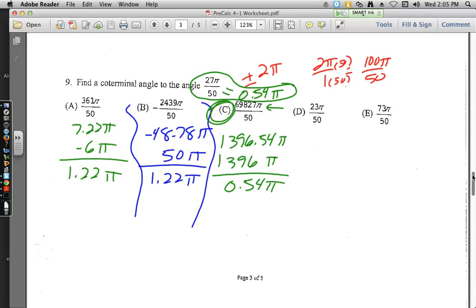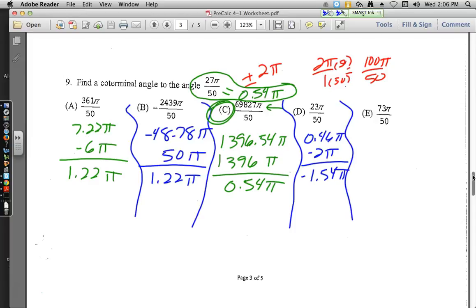Now, if we continued this on, let's just say for some reason we didn't start with A, B, and C, we came at it from the other end. This would be 0.46 pi, and we would know that we would have to subtract 2 pi, which would be negative 1.54 pi, and that's not what we need. We need 0.54. And last one, this would be 1.46 pi as a decimal, and so we could subtract 2 pi from that, and that would give us a negative 0.54 pi, which again is not what we needed. We need a positive one with that.